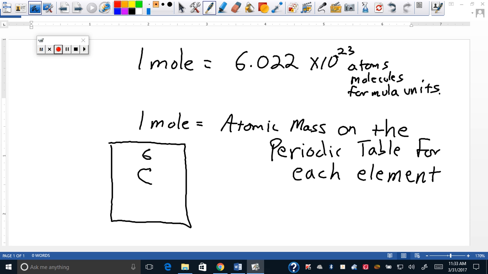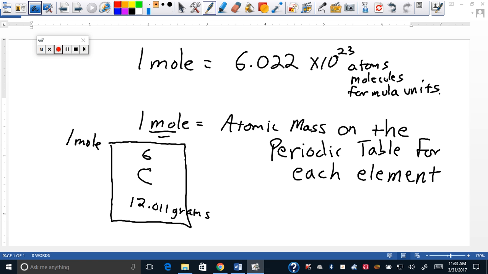Carbon has 6 protons and it's 12.011. Now the box represents 1 mole. The box itself represents 1 mole of carbon. And in that 1 mole of carbon, you have 12.011 grams. Okay? 12.011 grams. Write that down.